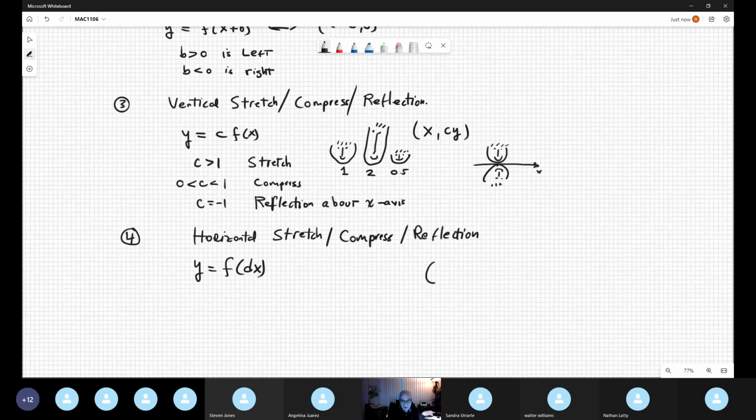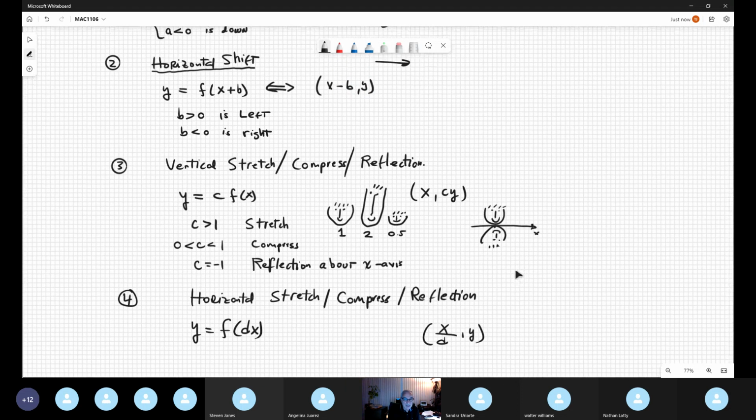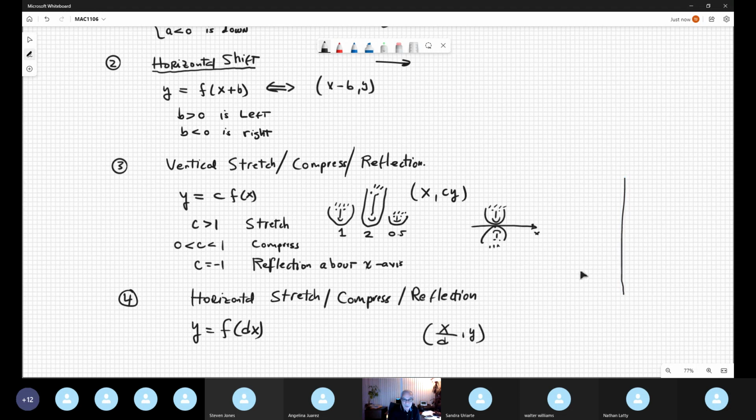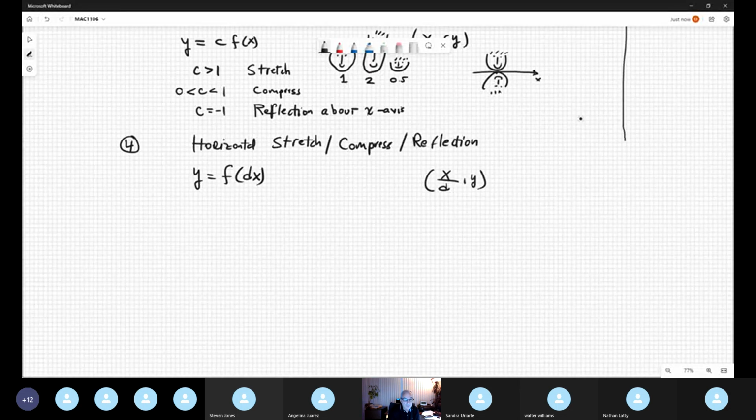And in the point, you see x over d, comma y. So you don't affect the y, you affect the x, but divided by d. Why divide? Because it's opposite operation. You multiply, you divide in the point. This is a reason to understand, because when you add in here, it's a subtraction. Inside is opposite operation. Outside, no. Outside is the same.